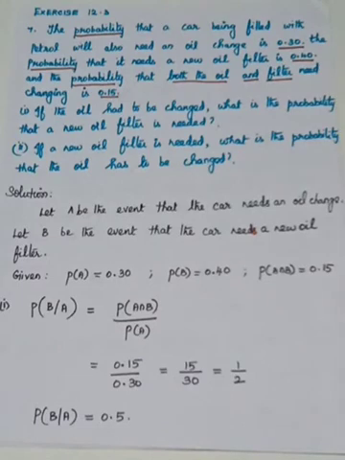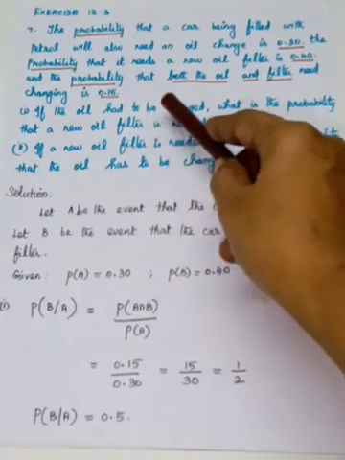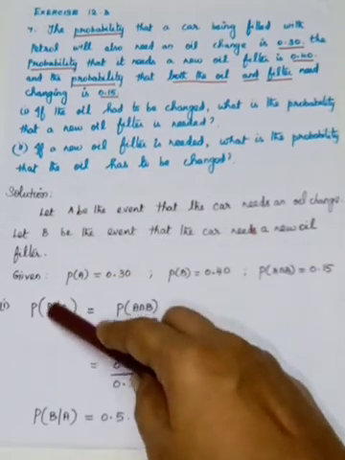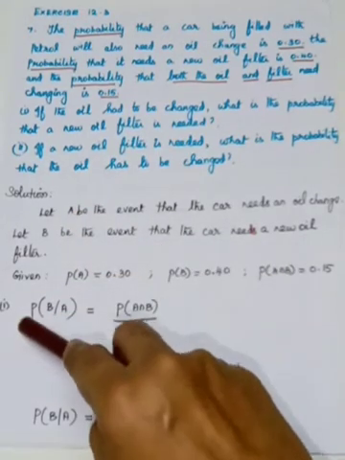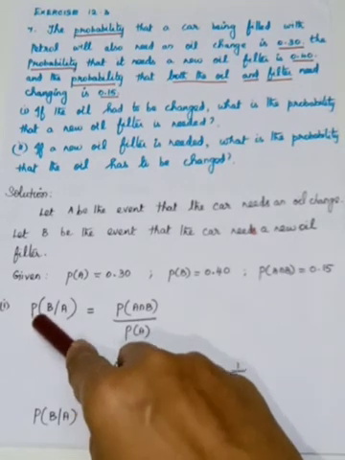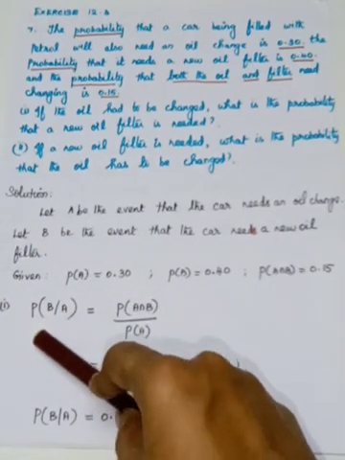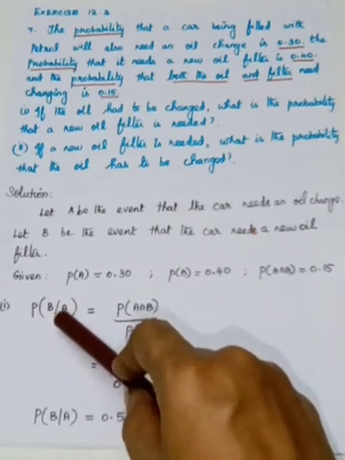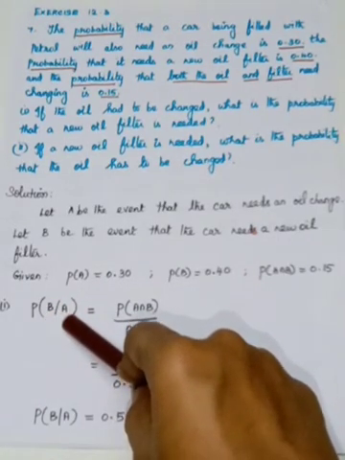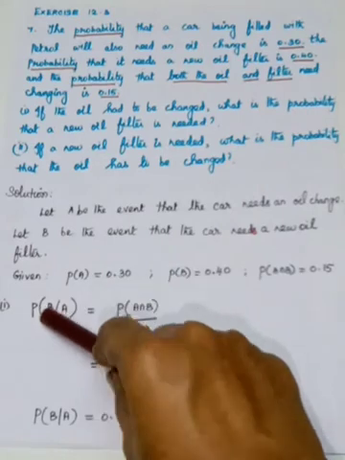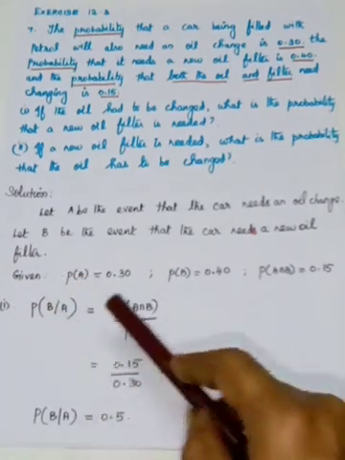Okay, you see the question. If the oil has to be changed, what is the probability that a new oil filter is needed? So the car needs an oil change means that event is A. If A occurred already, we are going to find the probability of getting a new filter. Getting a new filter is the event B. So in the first subdivision we have to find P of B by A. That is a conditional probability.